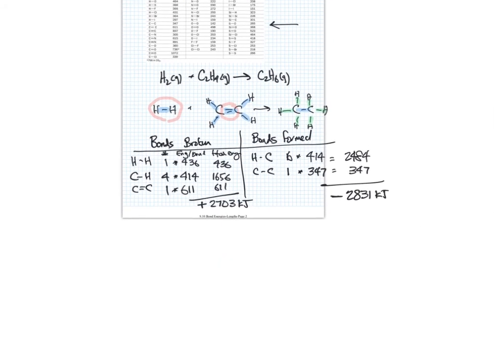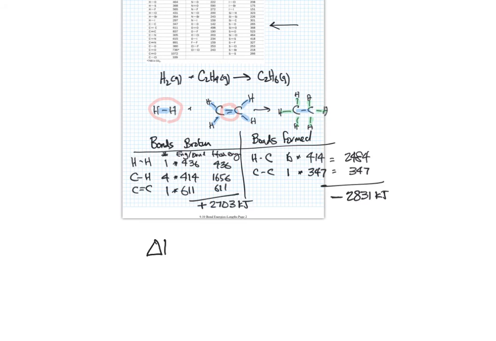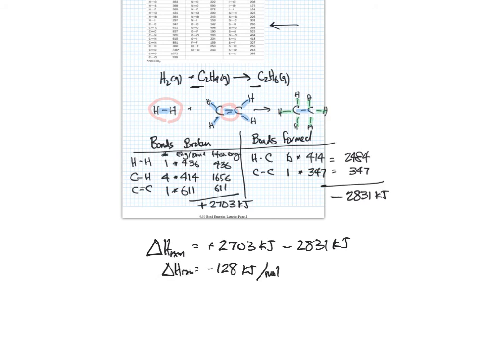So using this information, I can now estimate delta H of reaction. That's going to be equal to plus 2703 kilojoules minus 2831 kilojoules. And that turns out to be negative 128 kilojoules. In this case, it's actually per mole because it's a 1 out in front here. All right, so that's delta H reaction for this, negative 128 kilojoules per mole. So it's an exothermic process. That's what the negative 128 means.